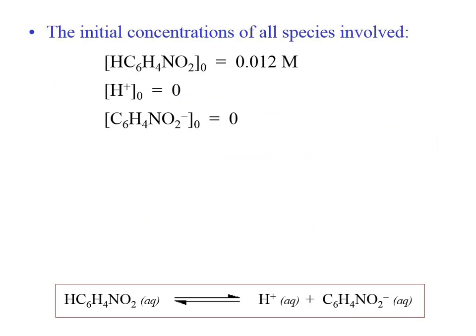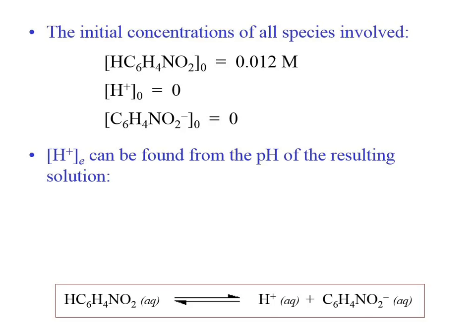So on the ICE table here in a minute, this is going to be my first row, the initial concentration. Here's one of the things you have to wrap your minds around. In acid-base chemistry, in this sort of problem, basically the initial concentration is the molarity of the weak acid. Some of it will ionize, and notice that the initial concentration of the H plus, zip. The initial concentration of what we're going to call the conjugate base, C6H4NO2 negative, zip.